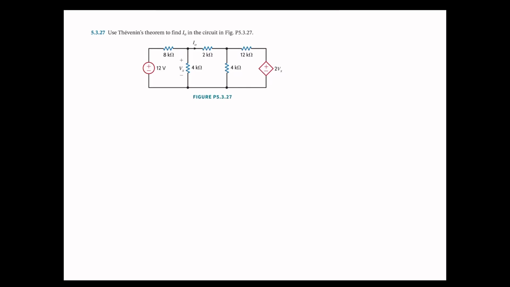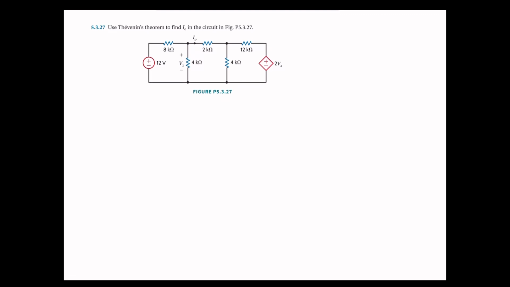5.3.27. Use Thevenin theorem to find I sub 0 in the circuit. For this problem, we have a dependent voltage source and an independent voltage source. If you have an independent voltage source, we can just short circuit it when we calculate RTH. However, the dependent source, we cannot do that because it depends on some source values in the circuit.